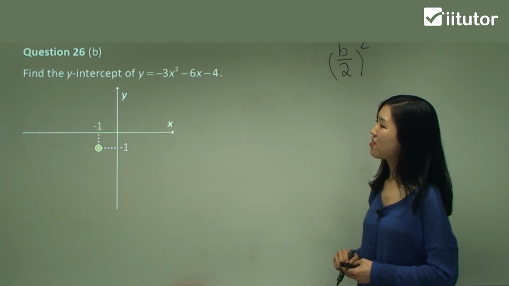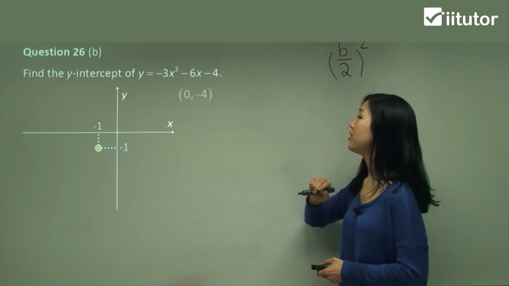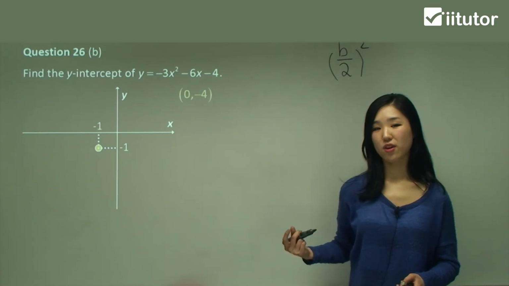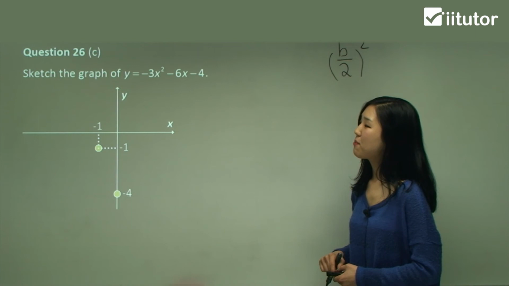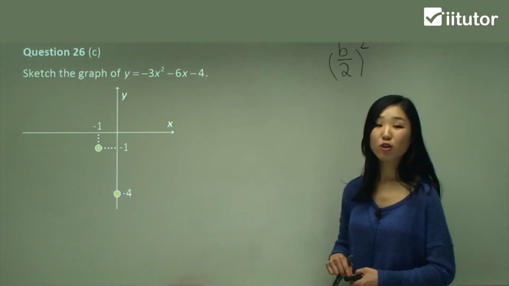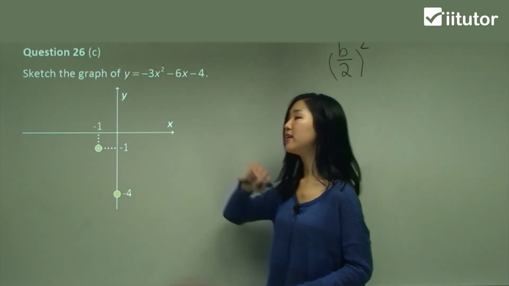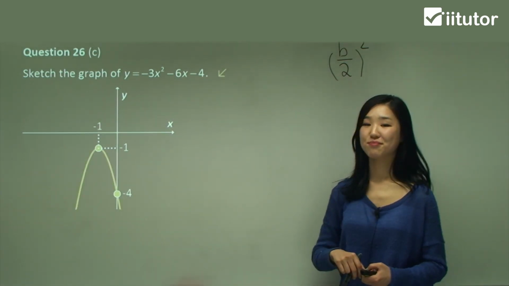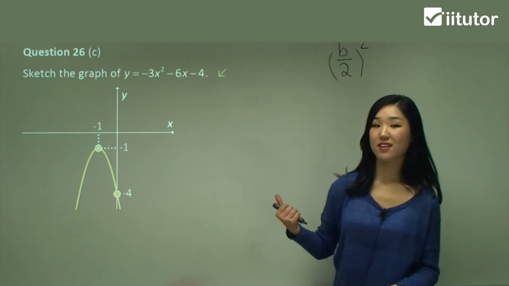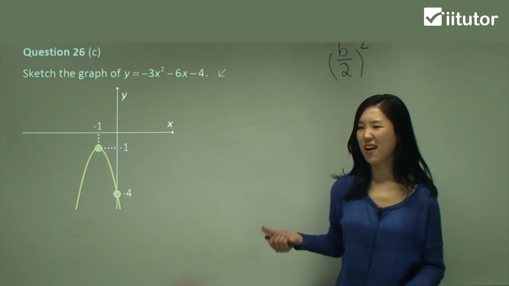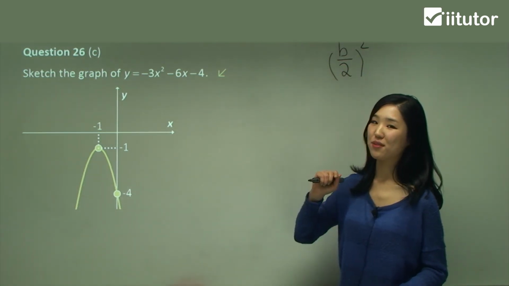So B, find the y-intercept, just sub in x equals 0. You should get negative 4. So 0, negative 4 is the coordinates of the y-intercept. Just plot it in. And in part C, we're going to sketch the graph. And I told you it's going to be concave down because of that negative coefficient of x squared. So it's simply going to look like that. And that's it. Okay, so basically all you needed was the vertex and the y-intercept. Y-intercept is very, very straightforward. But the vertex, just apply your completing the square method.